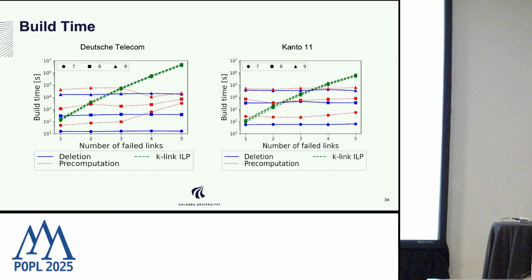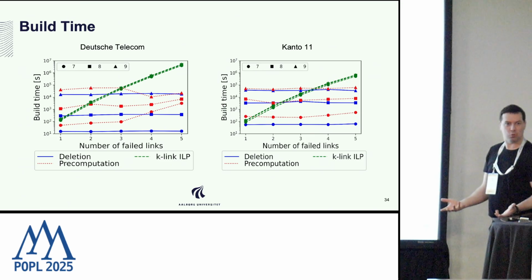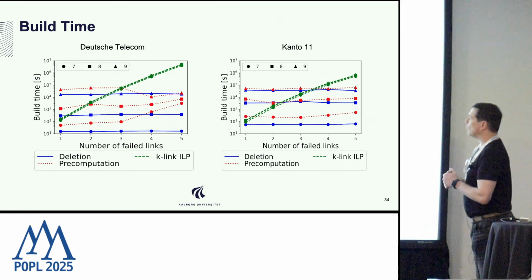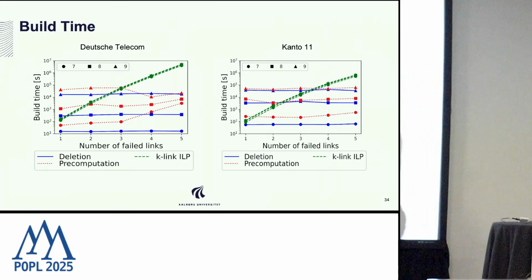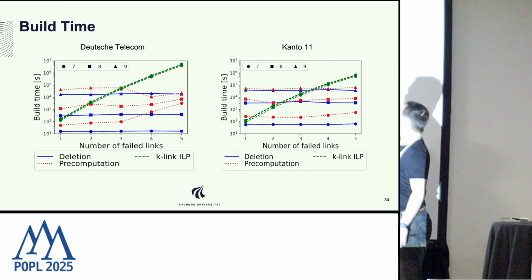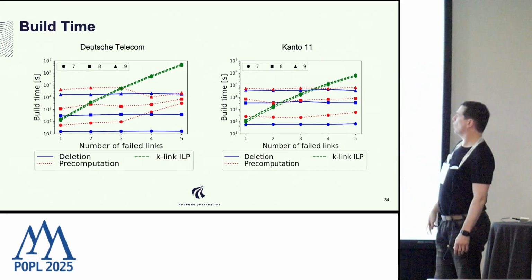What is interesting on the other hand is the build time. Of course we have to invest in building those BDDs. So what is the build time? I already showed you that if you use the ILP and pre-compute everything, this will grow exponentially with the number of failing links, as you would expect. This is logarithmic build time on the y-axis. So in both, this is definitely going to explode.